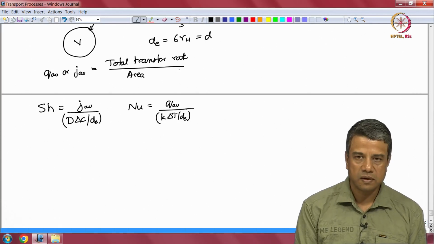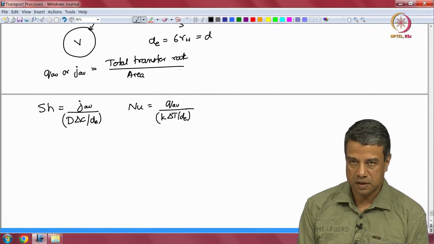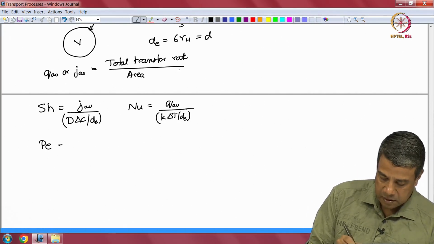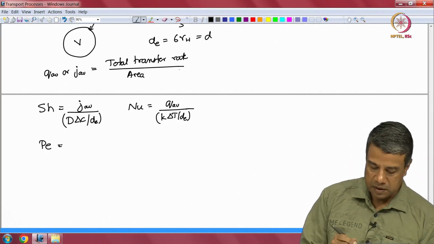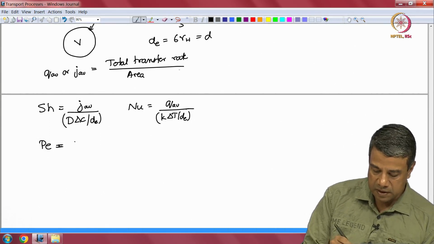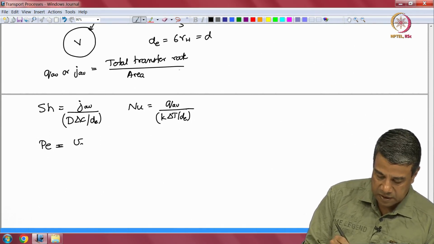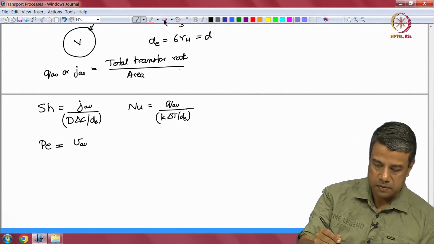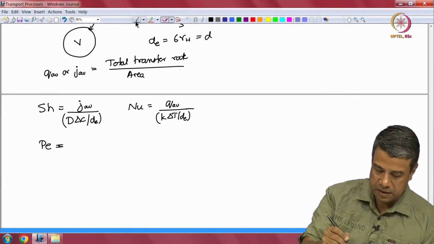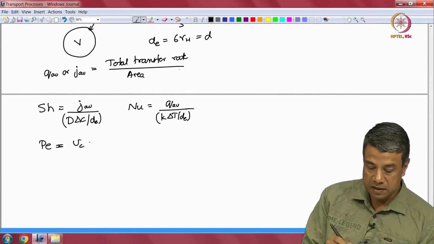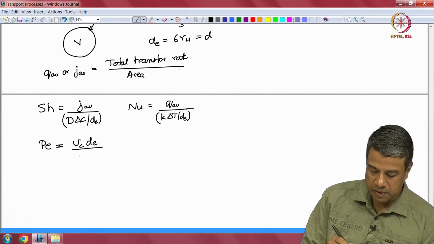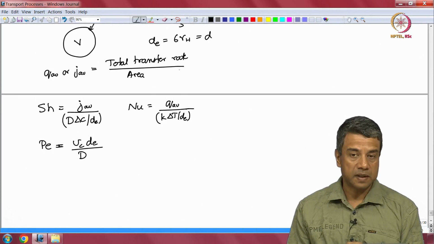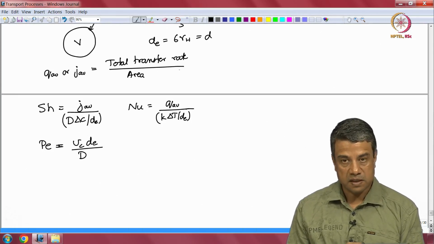And the ratio of convection and diffusion, in this case, is the Peclet number. The Peclet number is the ratio of convection and diffusion. So, it contains a characteristic average velocity times a characteristic distance divided by the diffusivity, the diffusion coefficient. This is the Peclet number for mass transfer.